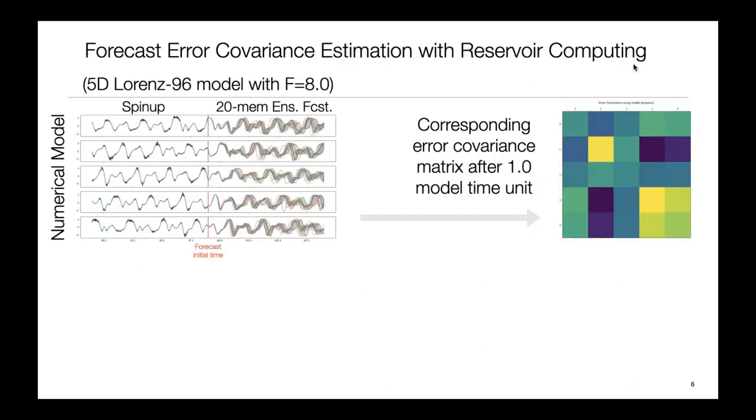So as an example, the first thing we tried that I'm going to show you here is looking at a numerical model. You can think of this spin-up period here as if you were doing data assimilation. So there's noisy data, and we're synchronizing the model to the data. And here, after running a number of independent ensemble members, I'm going to run an ensemble forecast. So we no longer link to data and just let a free forecast run. And on the right here, we have the error covariance matrix representation.